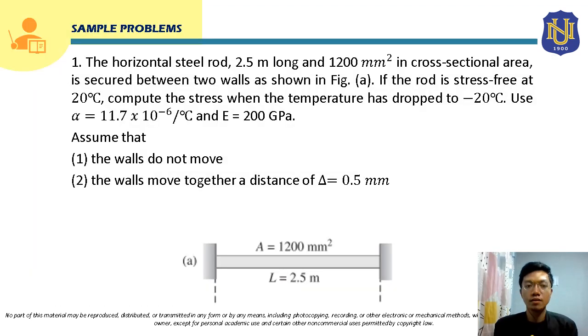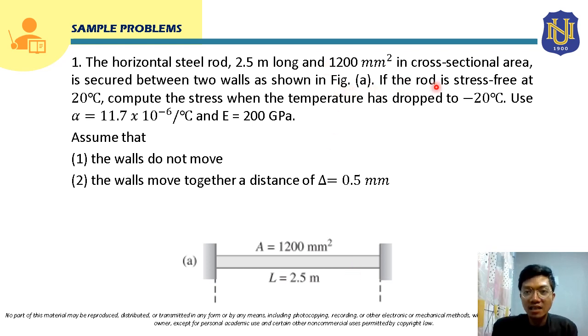Let's solve sample problem number 1. The horizontal steel rod, 2.5 meters long and 1,200 millimeters squared in cross-sectional area, is secured between two walls as shown in the figure. So this is the horizontal steel rod, 2.5 meters in length, and this is 1,200 millimeters squared in cross-sectional area.